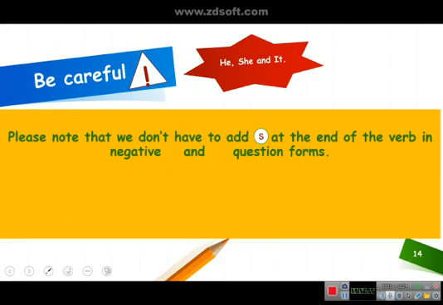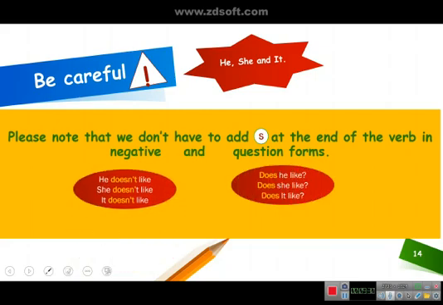Please note that we don't have to add s at the end of the verb in negative and question forms. For example, he doesn't like, she doesn't like, it doesn't like. Does he like? Does she like? Does it like? When does is added to the negative and the question forms, the verb stays in the base form. We don't have to add s.